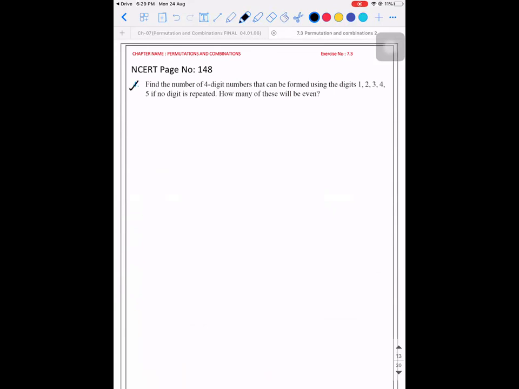Fourth one. Find the number of 4-digit numbers that can be formed using the digits 1, 2, 3, 4, 5. If no digit is repeated, how many of these will be even? How many 4-digit numbers are possible? So out of 5, you are going to form 4. 5P4 is 5 factorial by 1 factorial.